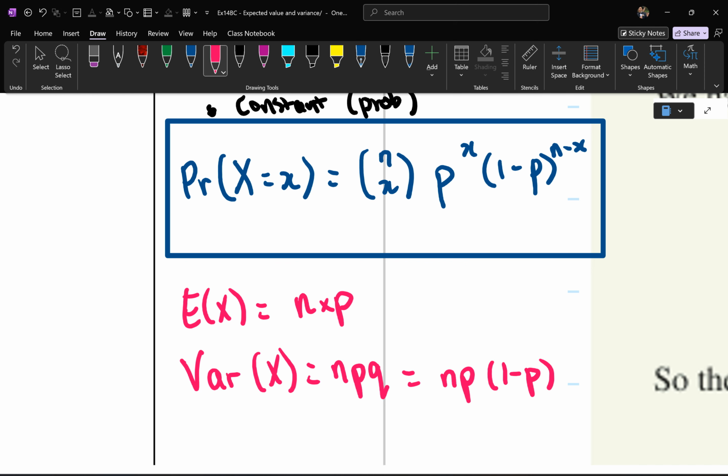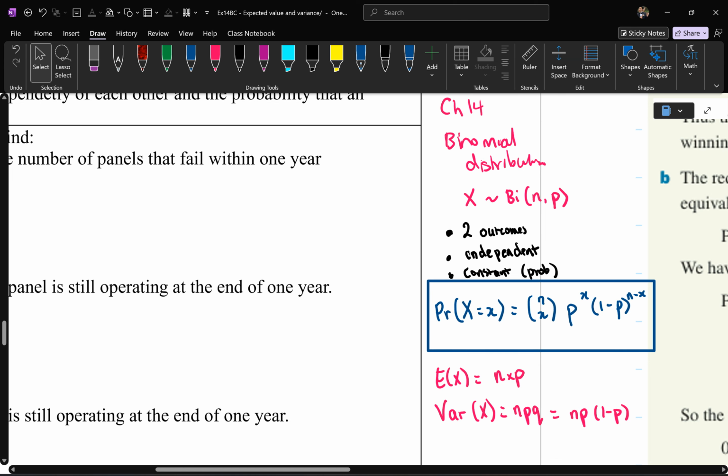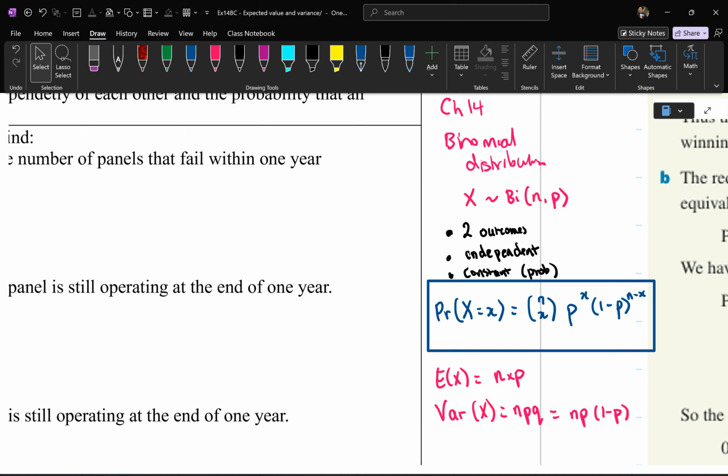Now, just to practice your skills, that's pretty much the summary of things that you needed to know from 14ABC. Those are the formulas. That's what you need to know. And on your CAS, that's binomial PDF. Binomial CDF is cumulative.